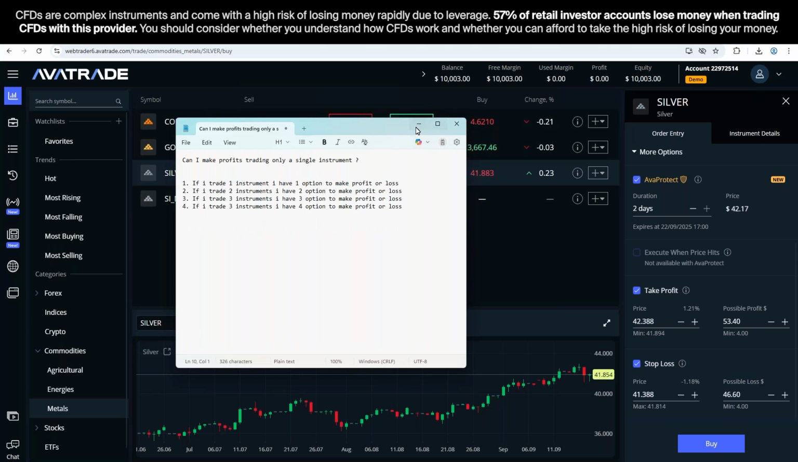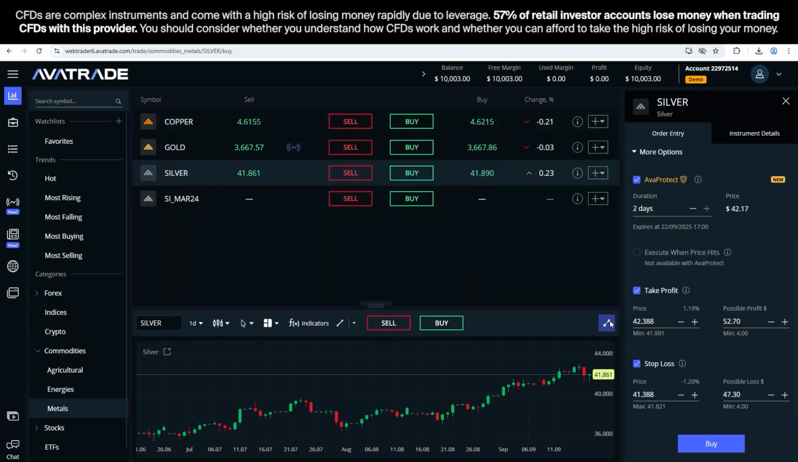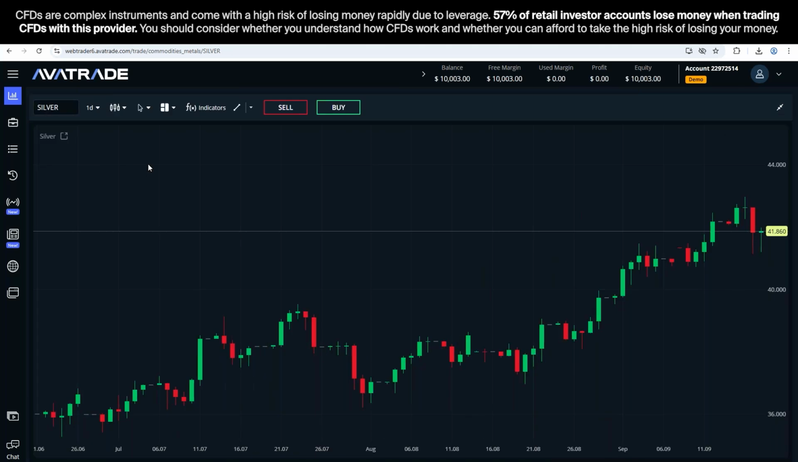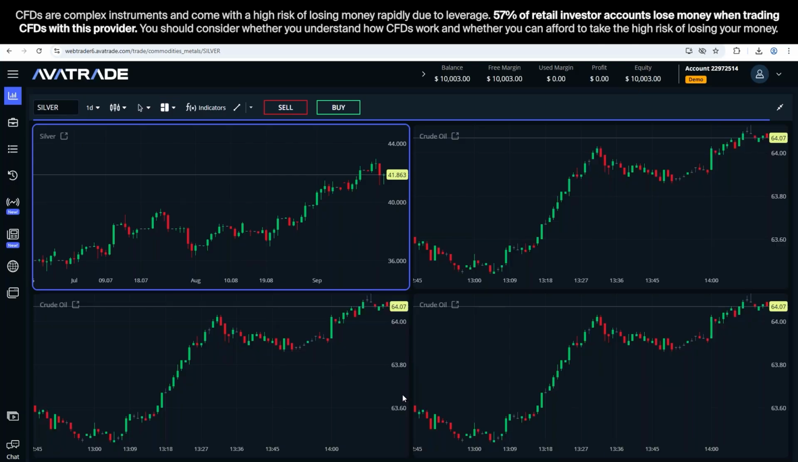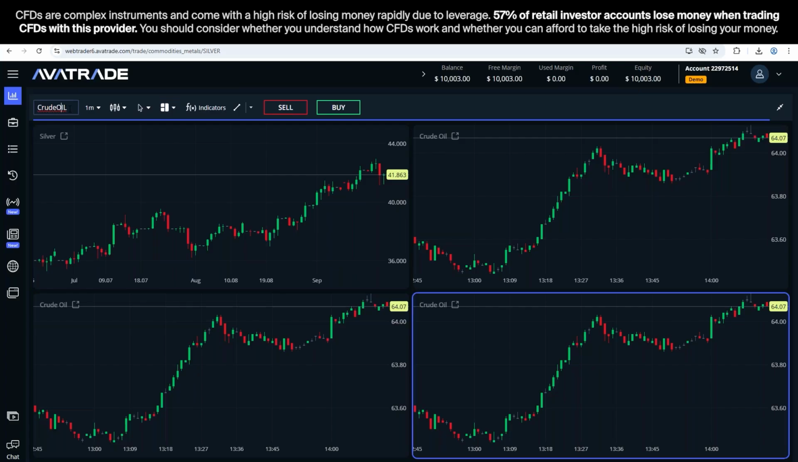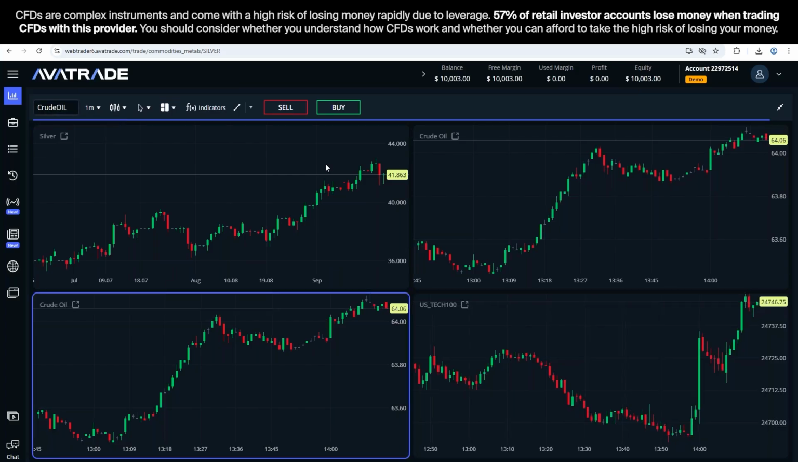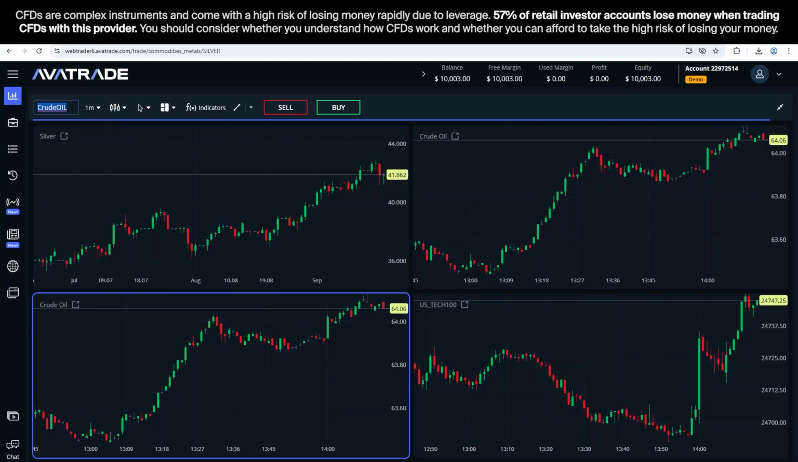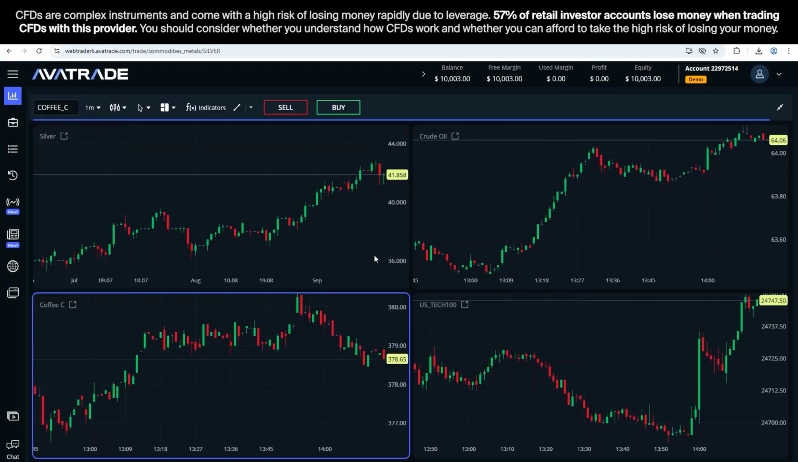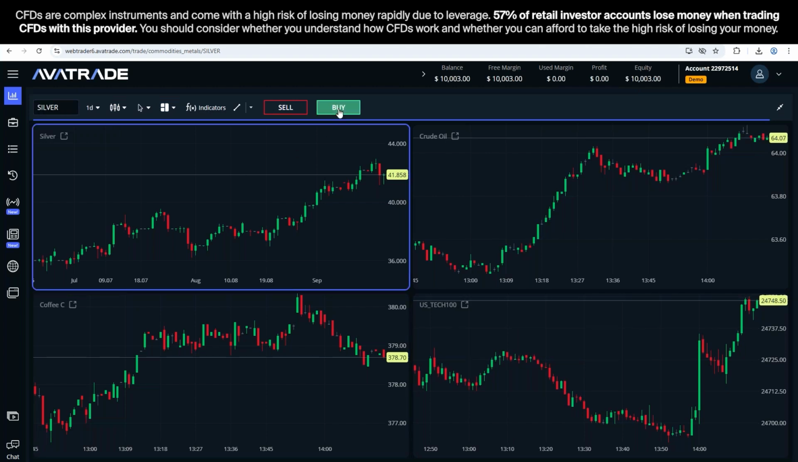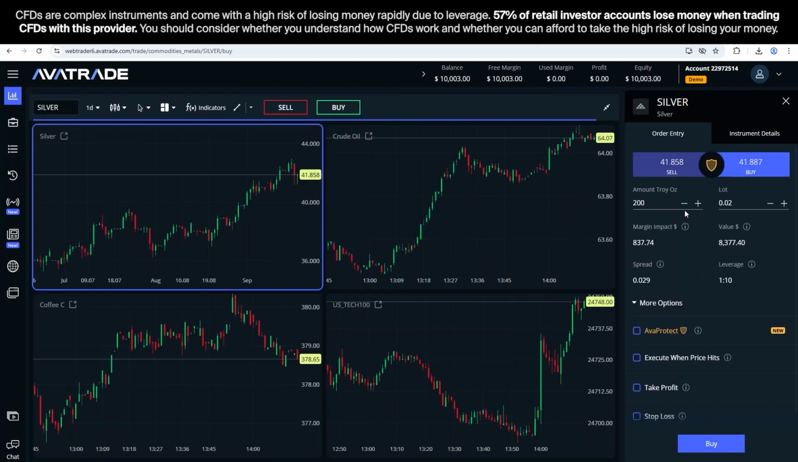Just a second, I will show you something nice right now. We're going to click on the arrow, click on the X, click right in the middle of the toolbar on this layout change, and select four charts. Now, with those charts, we've got crude oil, we've got silver here, let's have NASDAQ also, let's have coffee as well. Now, let's click here on the first instrument, click buy, just to open the order entry.